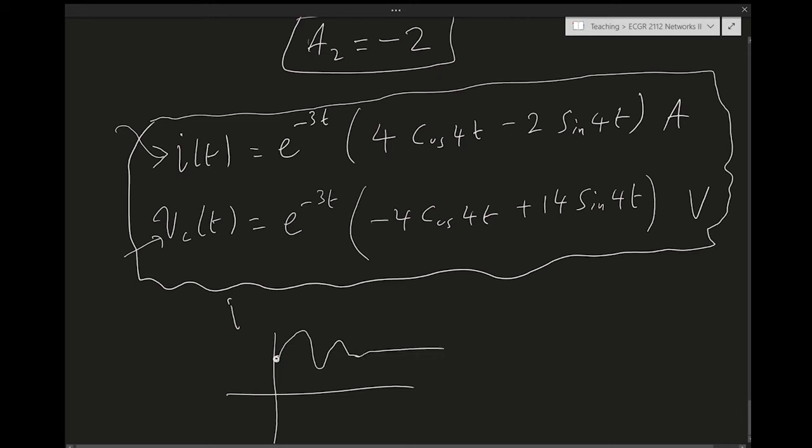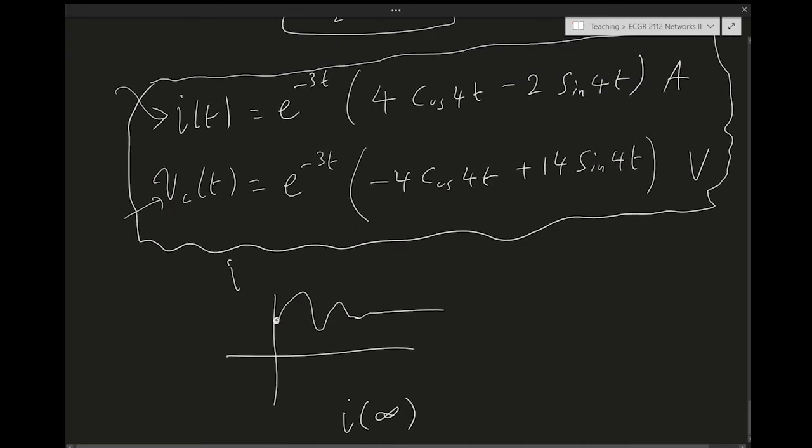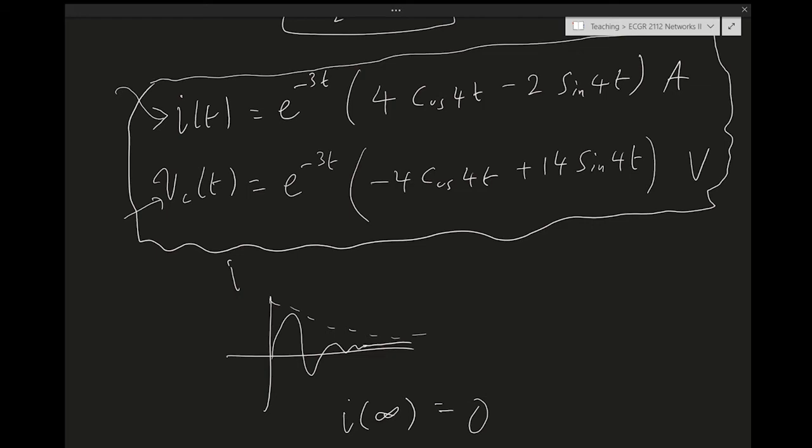What's the settling point here? The settling point is the value of I at infinity, right? In this case, it's going to be 0, right? Because e to the minus 3t, as t goes to infinity, the envelope is going to go down to 0. The thing that multiplies the sinusoidal form of the solution is going to go to 0. So the steady state of the circuit will be 0.